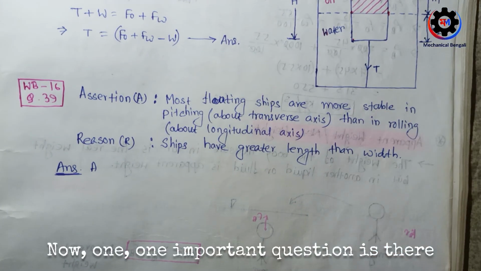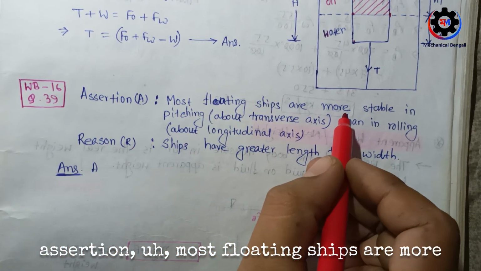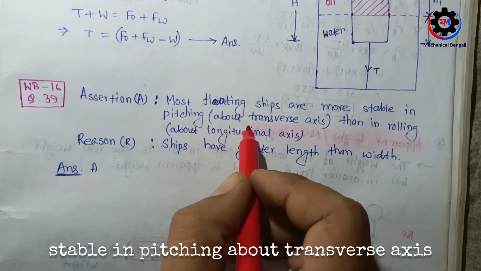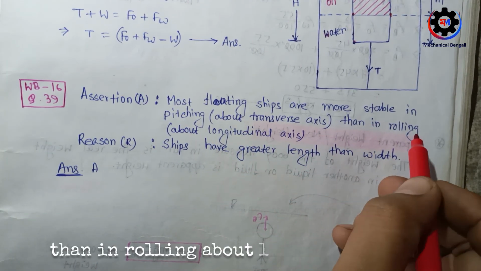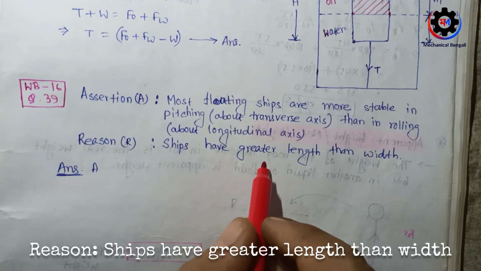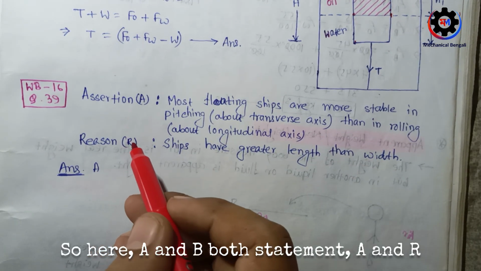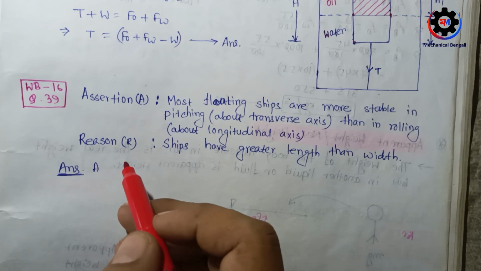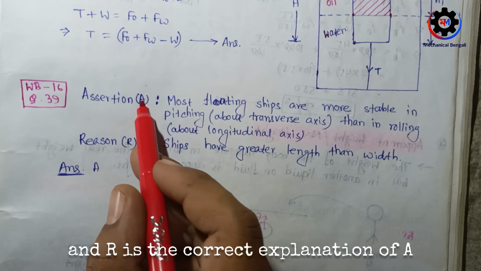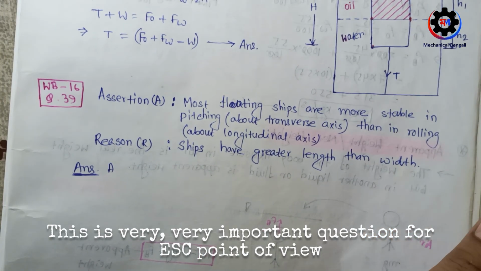Now one important question: assertion, most floating ships are more stable in pitching about the transverse axis than in rolling about the longitudinal axis. Reason, ships have greater length than width. So here both statements A and R are correct, and R is the correct explanation of A. So the answer will be A. This is a very important question from the ESE point of view.